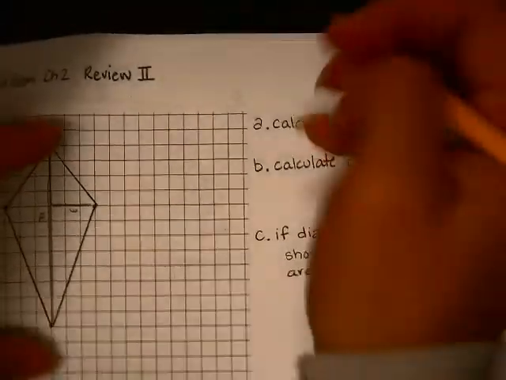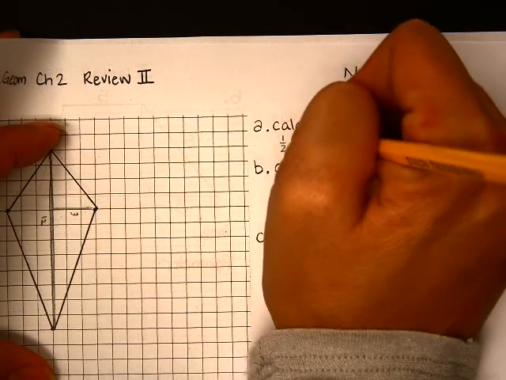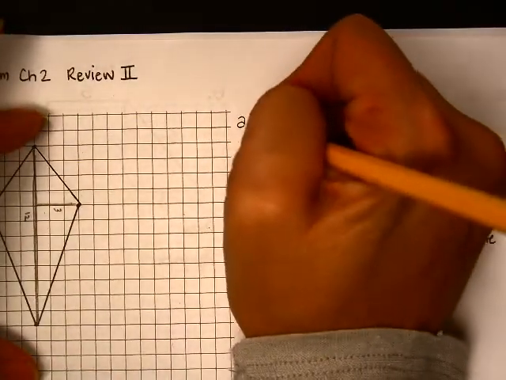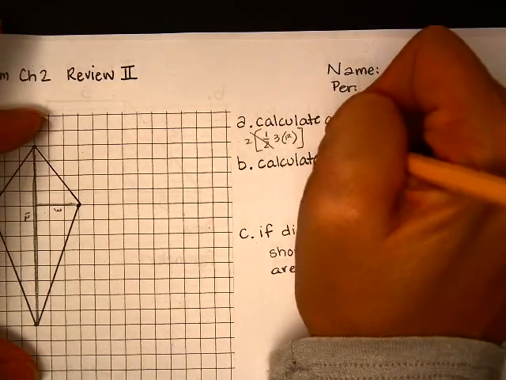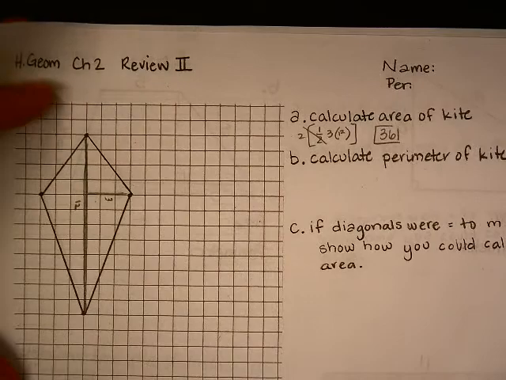So the area of one triangle is 1/2 of the base times the height. But then I have two of them. So real quick, I can figure out what the area is of the whole thing.